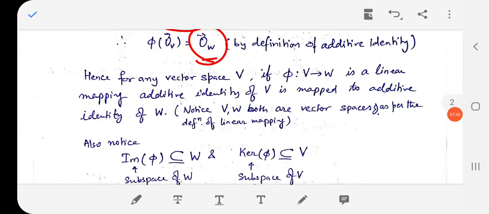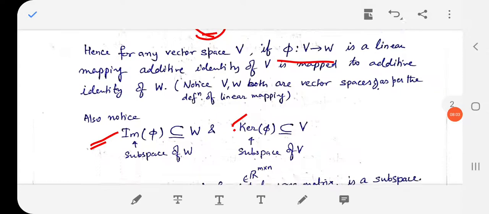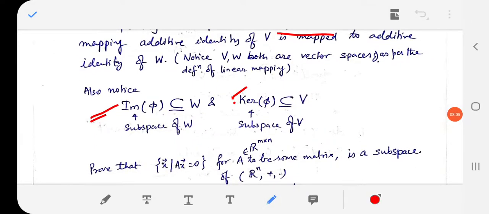Now definitely you will agree that for any mapping phi from V to W, the image of phi will be a subset of W, and similarly the kernel is a subset of vector space V, the input space. So both of them are subspaces. This is a subspace of W and this is a subspace of V. So definitely both of them must have their dimensions also.